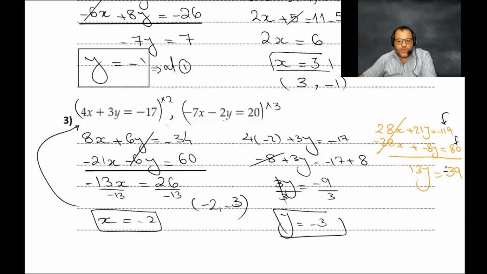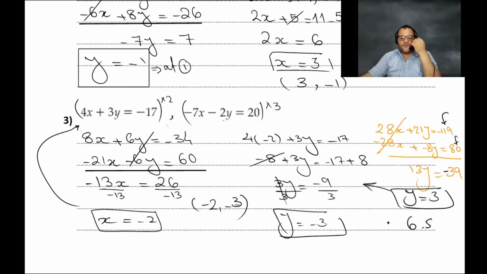Yes, sir. He forgot to write the negative. So he just wrote that y equals 3. When y equals 3, by substitution, you will find that x equals 6.5. So all of you made the same mistake, 6.5 and 3. Because of that, I said you are in the same group. It's not logical that all of you made the same mistake.